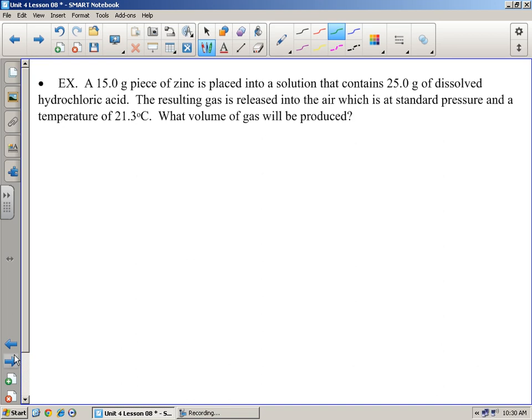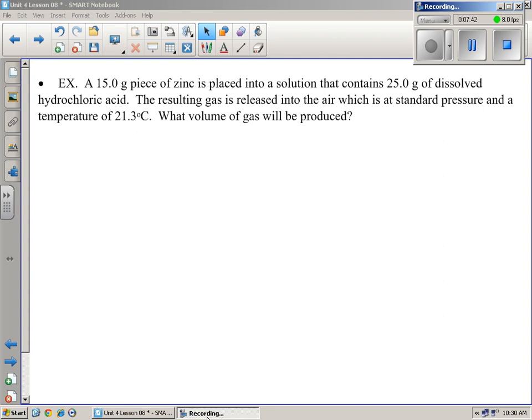Okay, let's look at the next example here. Let's get you guys to write out the equation for this one here. This is always fun and entertaining. Zinc is placed into some hydrochloric acid, and what volume of gas is going to be produced. So I'll let you guys go ahead and write out the equation for that. Put the information in the right spot underneath each one. Okay.